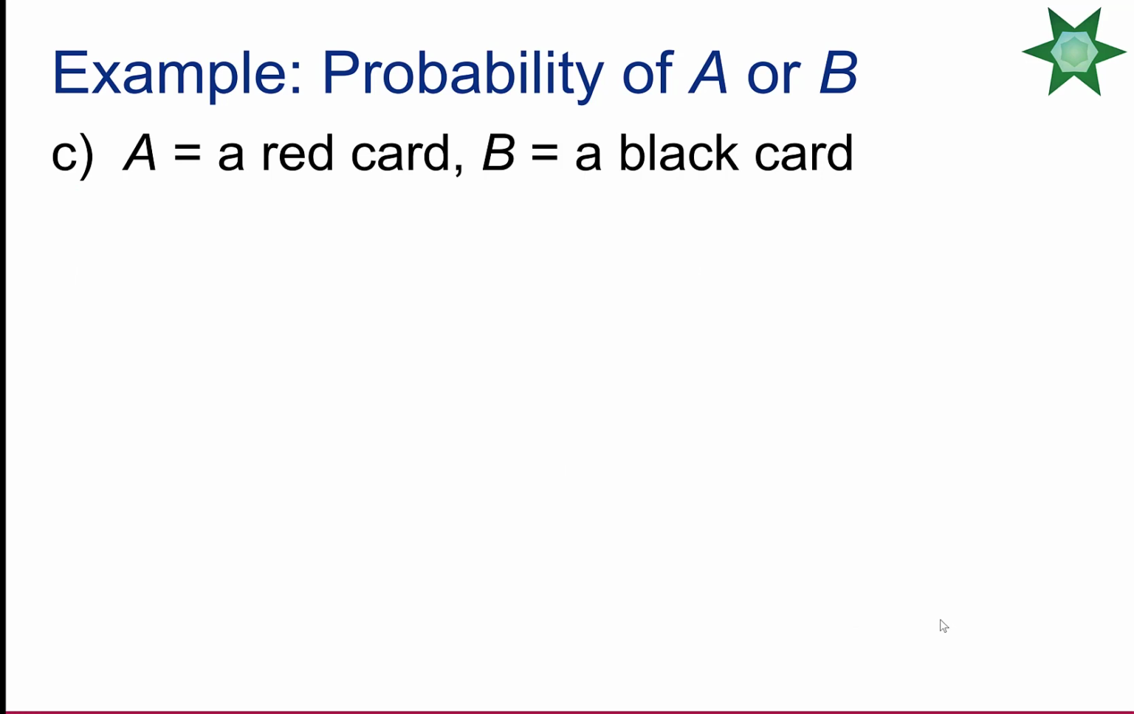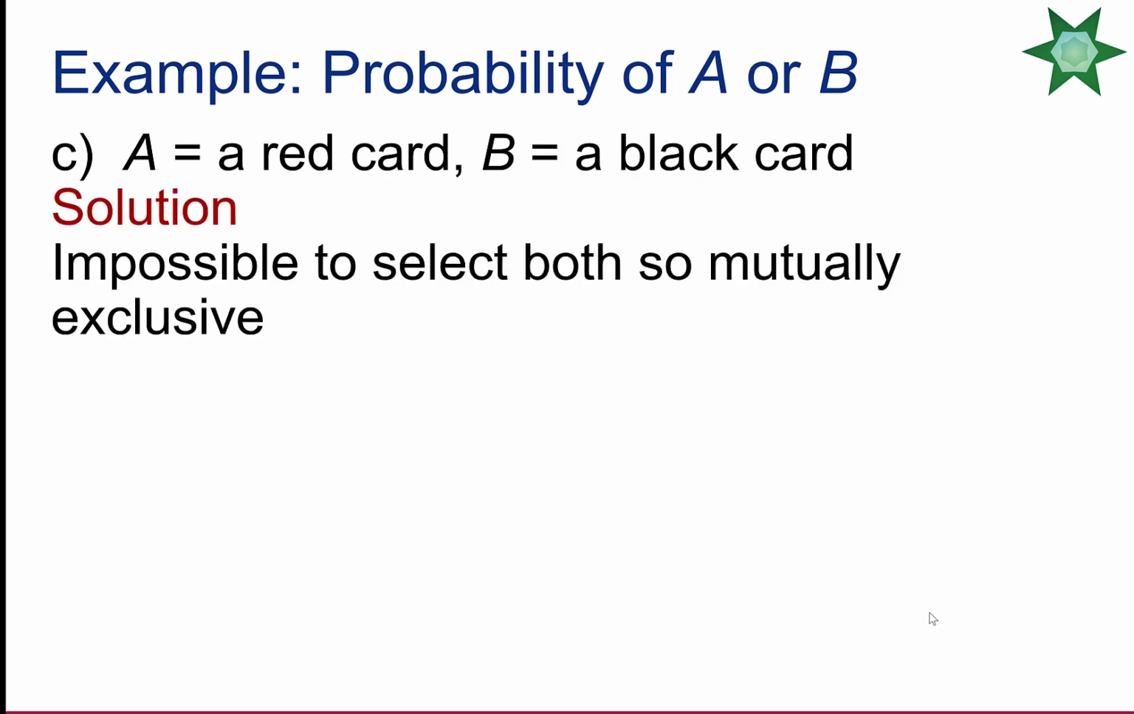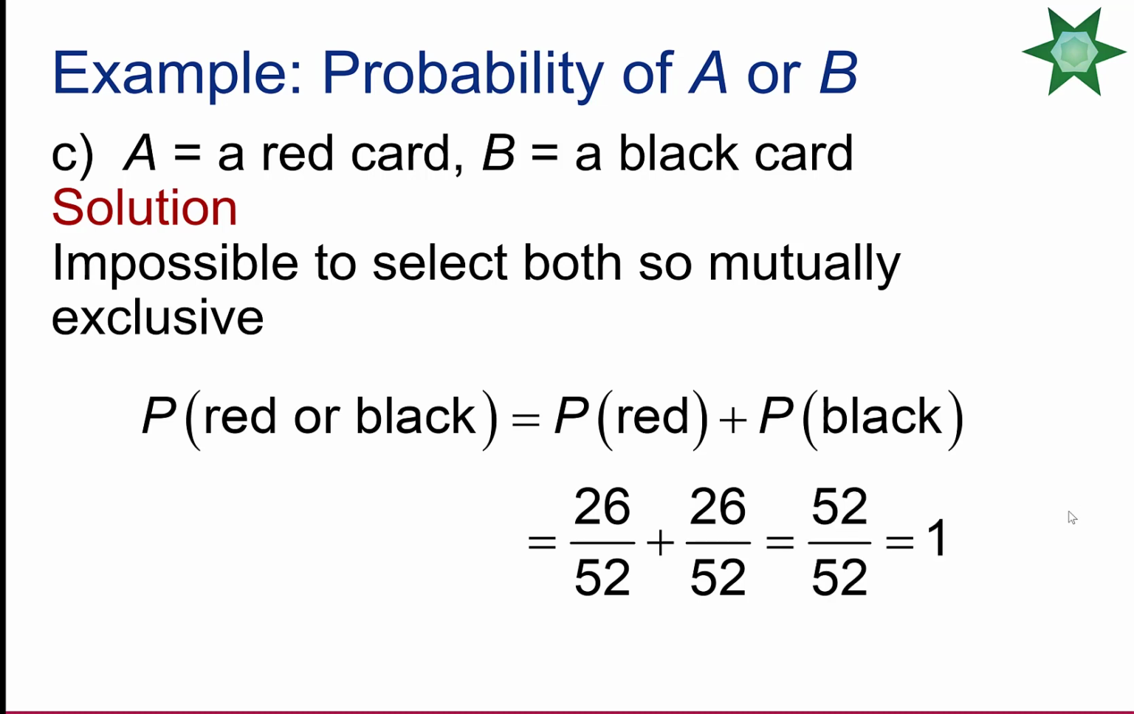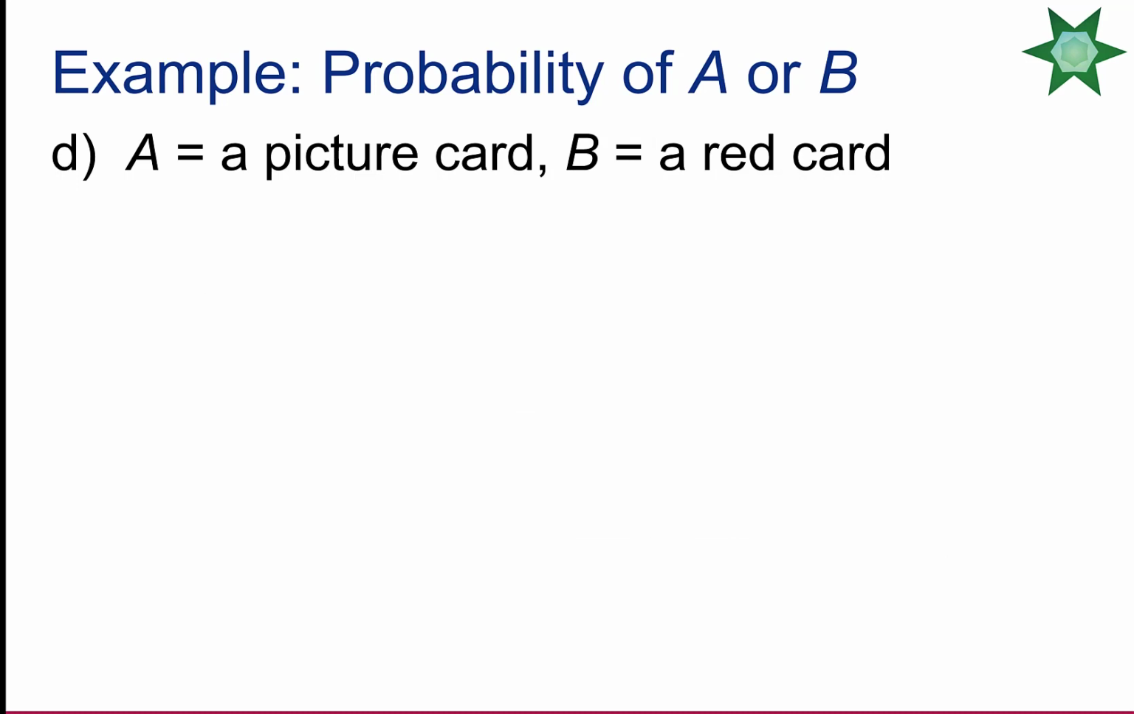The probability of getting a red card or a black card. Impossible to select at the same time, so these are mutually exclusive events, so the probability of red or black is simply the sum of their individual probabilities, and the probability of that happening is 1. The probability of getting a picture card or a red card.